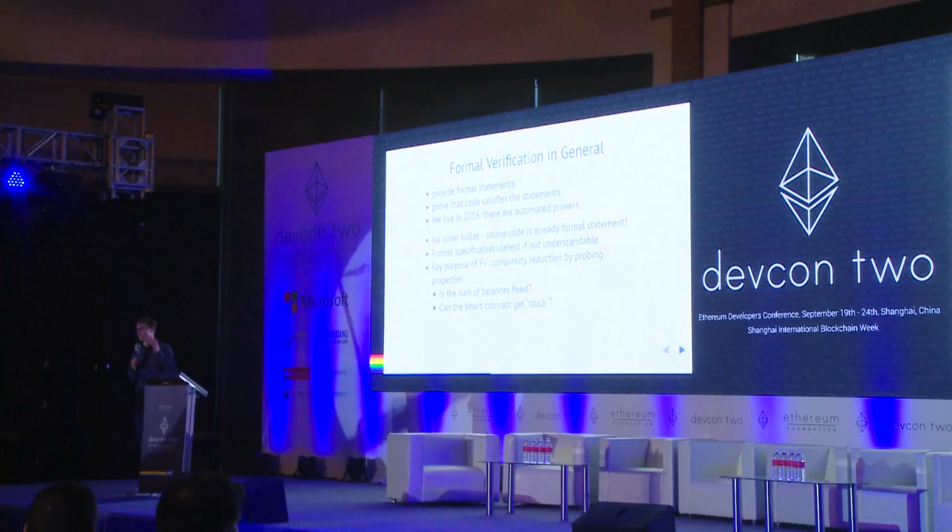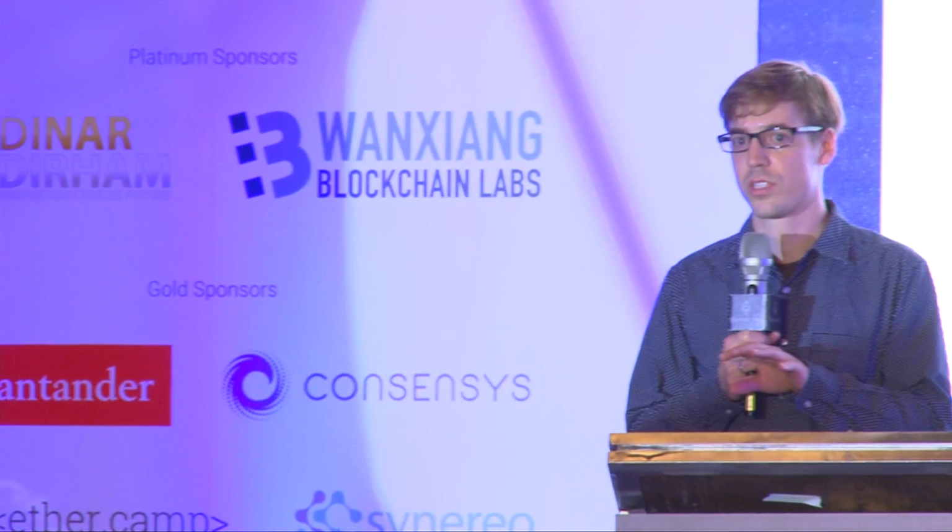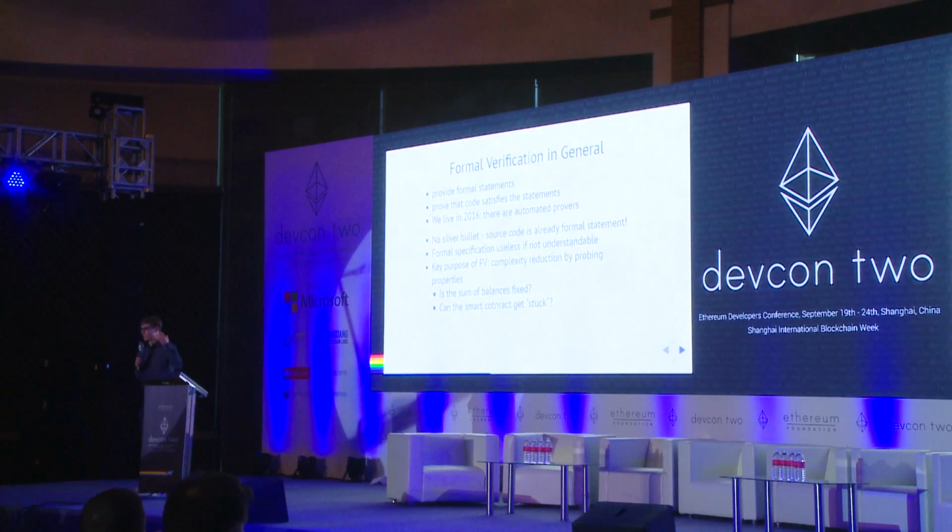So the key goal in using formal verification is to reduce the complexity of the smart contract. We use source code to describe how an algorithm works and how a smart contract works, and then we use formal verification to describe what it does. The idea is that what it does is easier to understand than how it does it. And another great thing about formal verification is that we can ask questions about the behavior of the program.